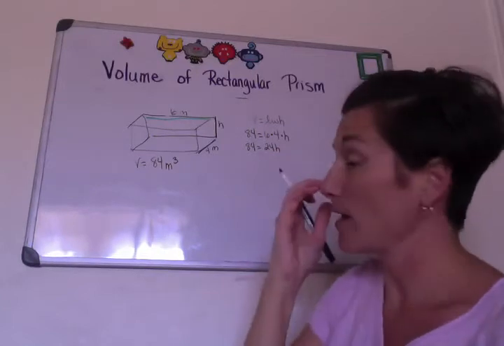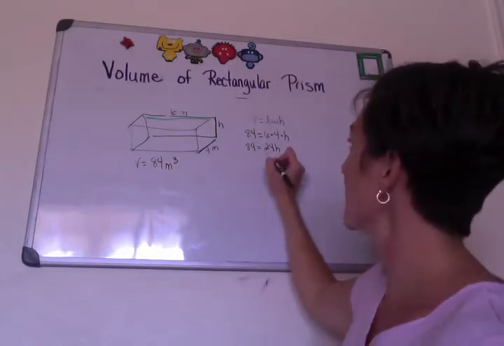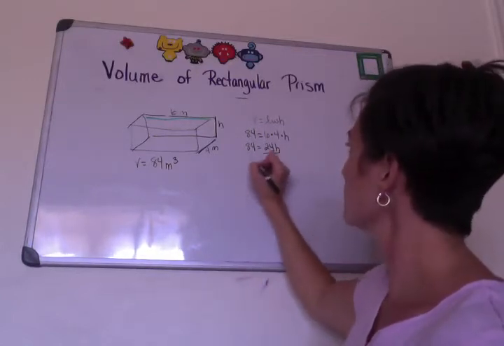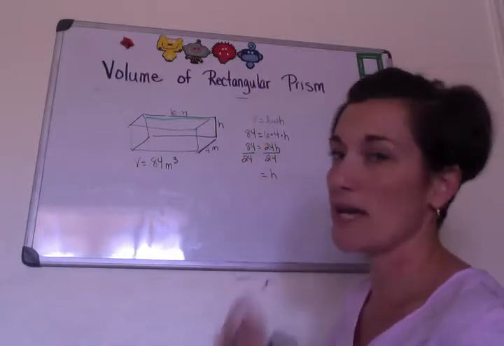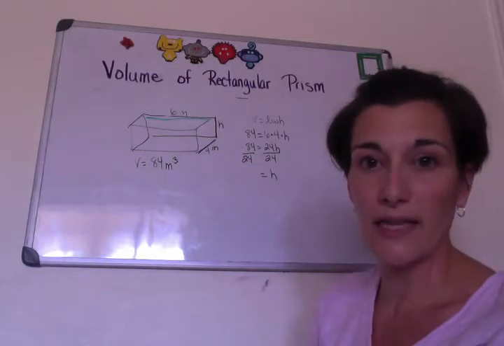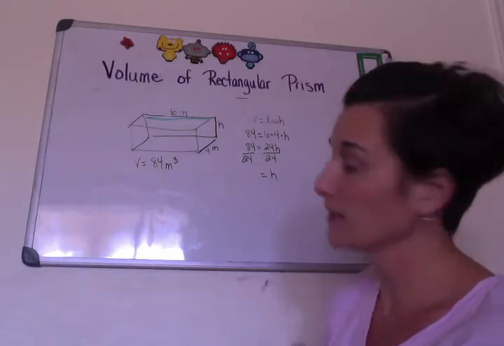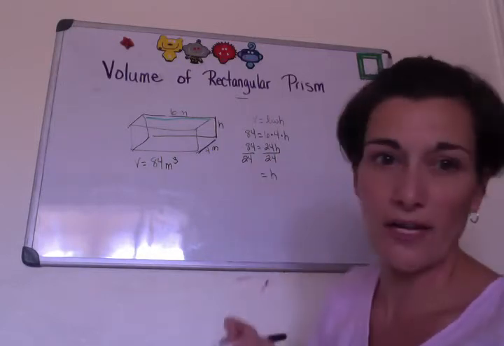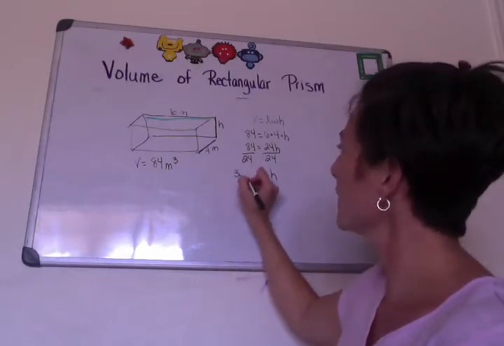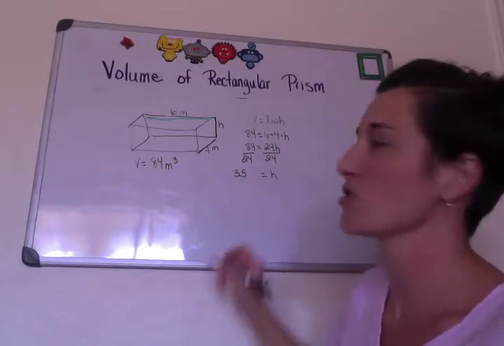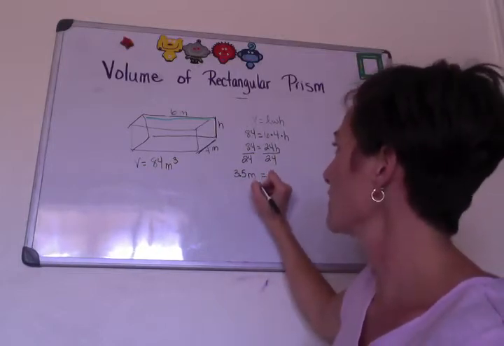24h. Now I know that it's 24 times h, so I have to divide by 24. And that will eventually give me how high, or what's the height of my rectangular prism. And in this case, when I divide 24 into 84, I did the math again, it is 3.5, and again, I need that measurement of meters.